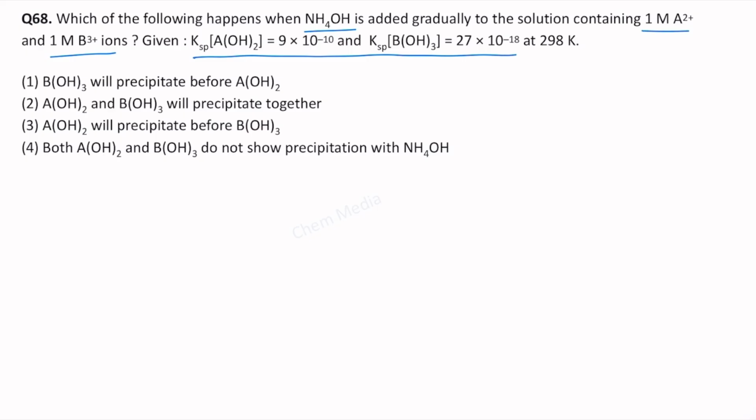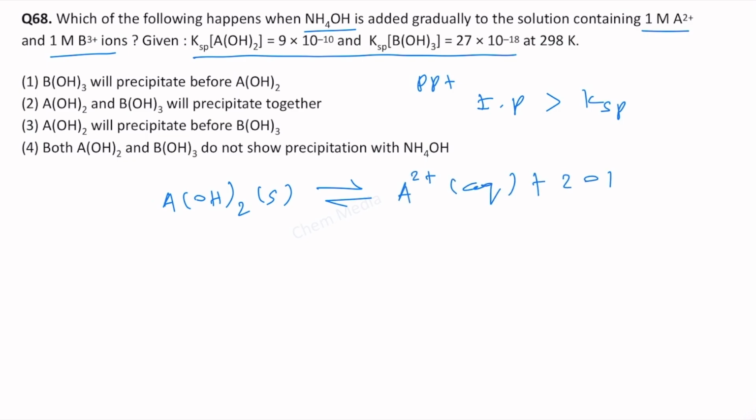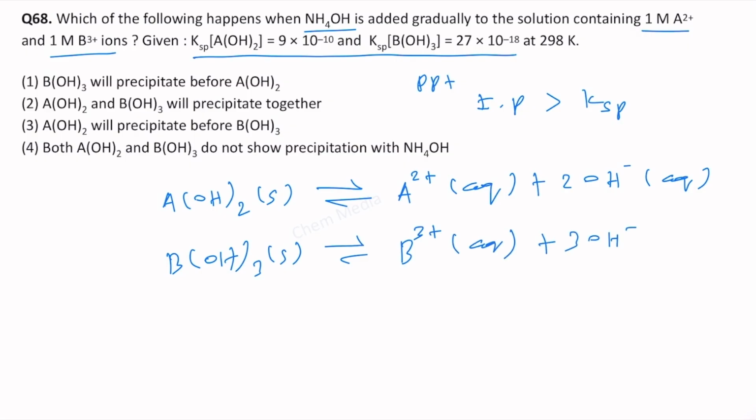Now, we know that the condition to form precipitate is ionic product has to be greater than the solubility product. How would AOH twice break apart in the aqueous medium? It would break apart as A2+ and 2 times OH-. And how would BOH thrice break apart in the aqueous medium? It would break apart as B3+ and 3 times OH-.